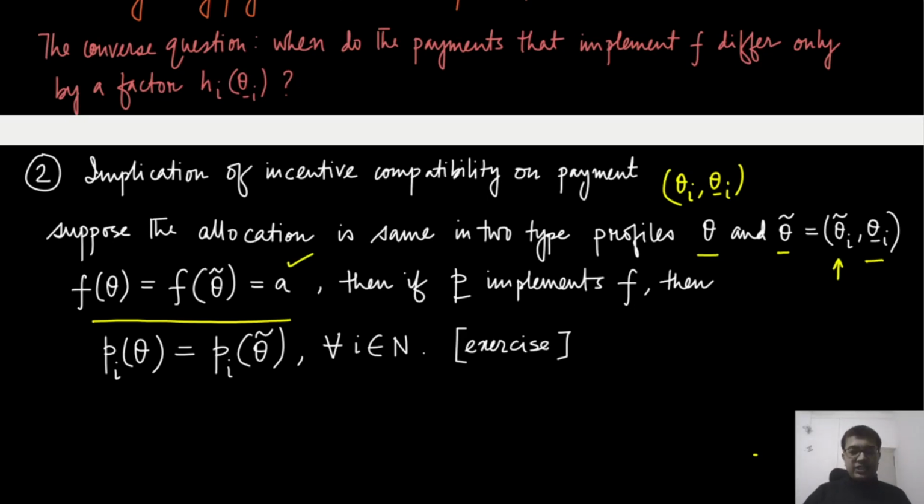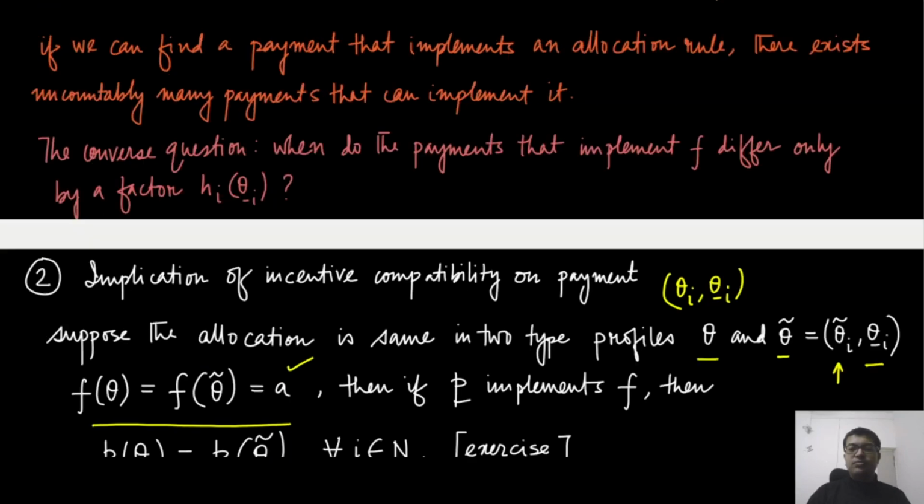Then if we assume that P implements F, this payment function implements this allocation rule, then the claim is that the payment must also be the same. And I leave it as an exercise. All that you really need to do is to appropriately write down all the conditions for incentive compatibility to prove this result.